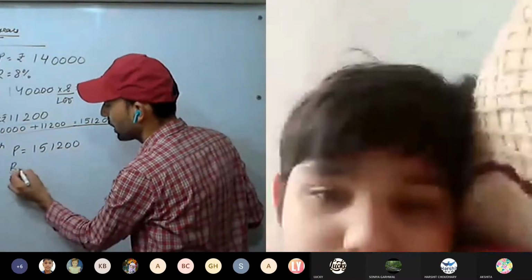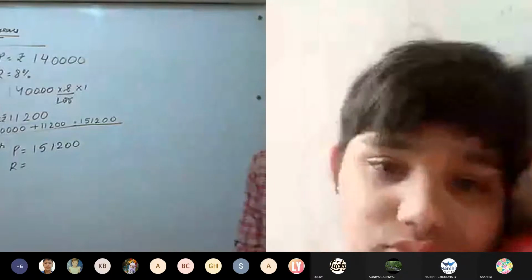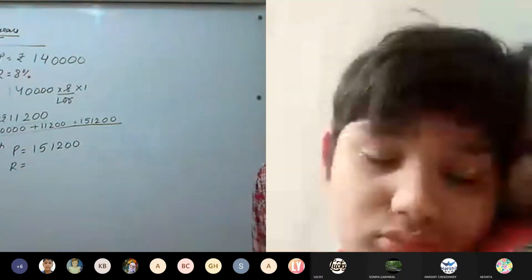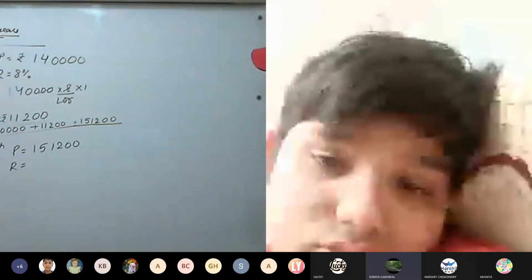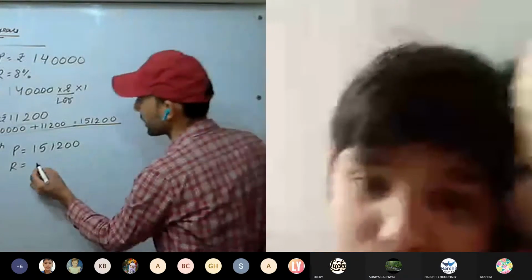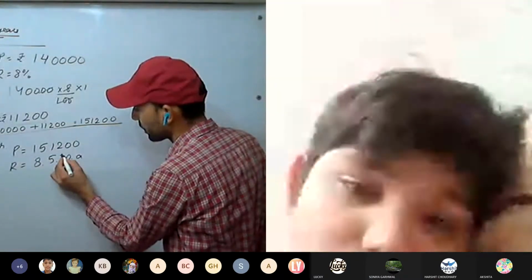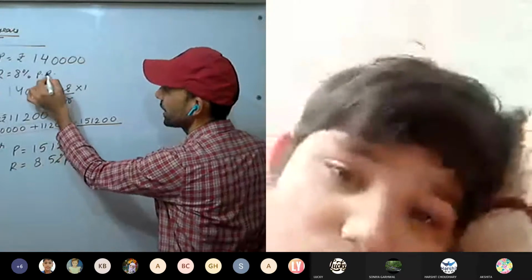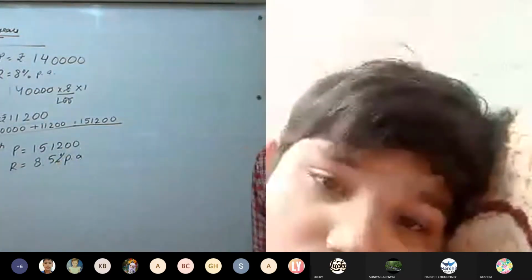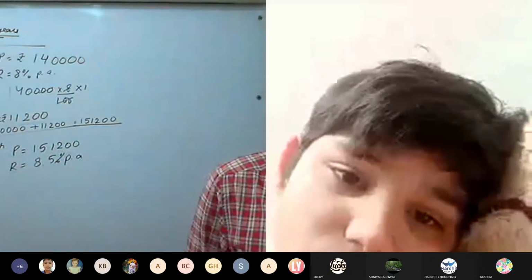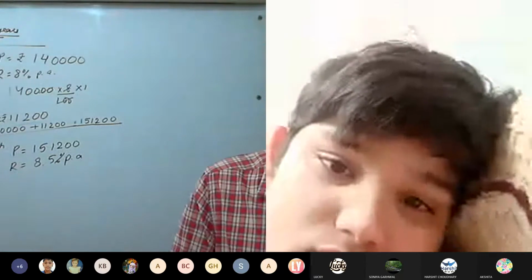1,51,200 rupees. What will be the rate this time? 8.5% per annum. Remember, it is per annum. It is applied for a year. 8.5% per annum.